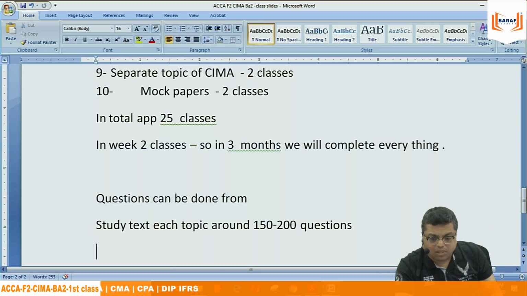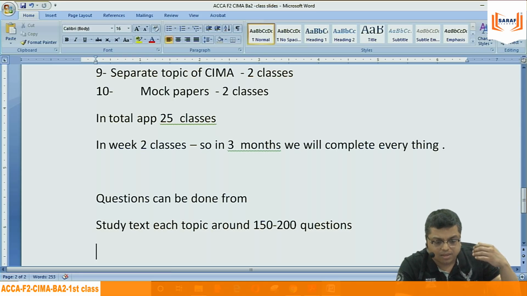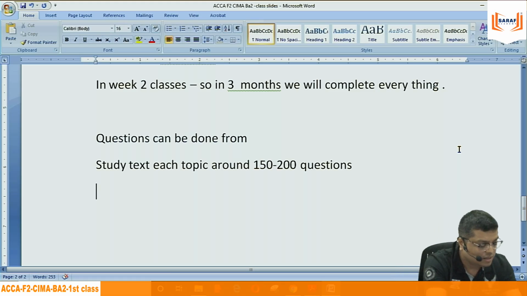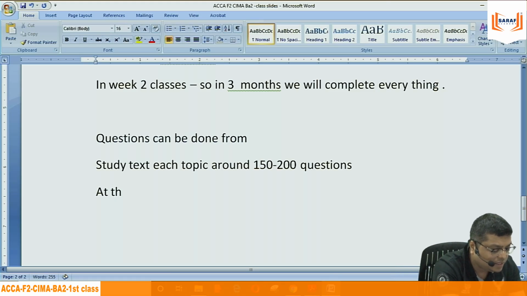When I am talking about this, I am talking about CIMA and ACCA separately. In both the materials, the questions are there. But when you find the questions for a similar topic, they are the same only. So I am not considering them 200 to 400. Maybe say 250. At the end, 125 questions.